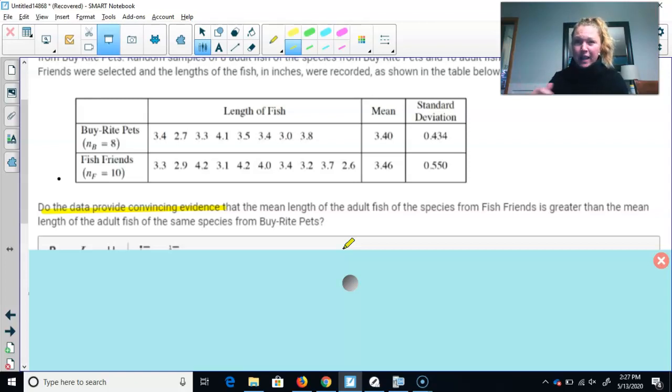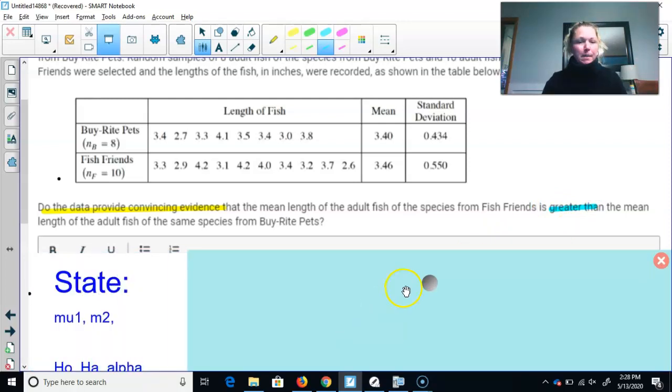So one phrase, and I'll try to type this all up for you as well, but I think it's good for you to listen to it and really analyze it as I'm saying. When it says, do the data provide convincing evidence, that's a test. That's a significance test, a hypothesis test, same thing, okay? If they're asking about evidence at all, you're doing a test unless it states construct an interval. Okay, so that the mean length of adult fish of the species is greater than the mean length of the adult fish of the same species from Buy Right Pets.